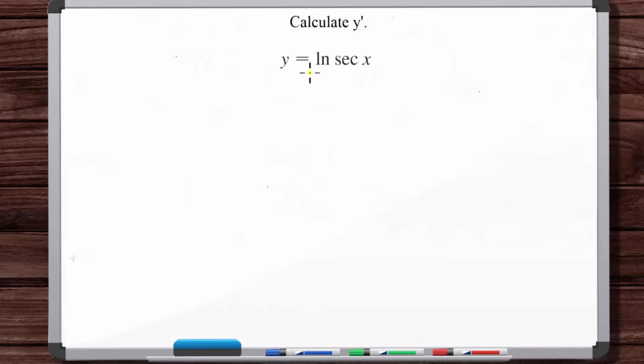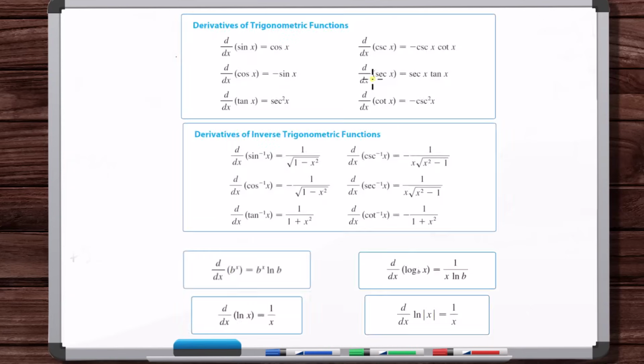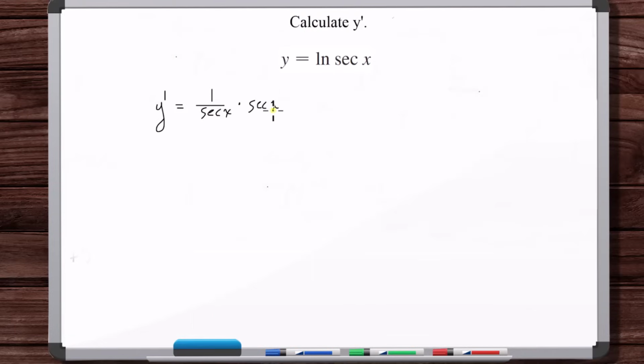Okay, chain rule. What is the derivative of the natural log of something? It's 1 over that something times the derivative of that something. What is the derivative of secant x? It's secant x tangent x. Okay? This is tangent x.